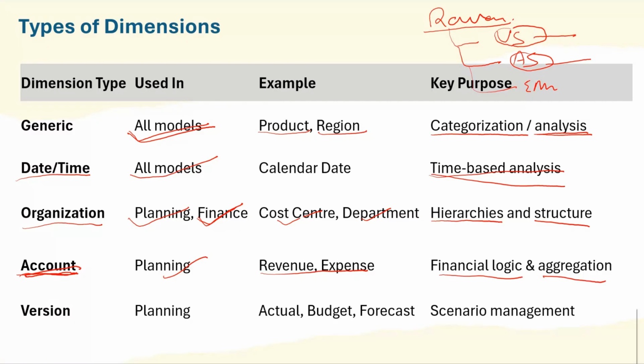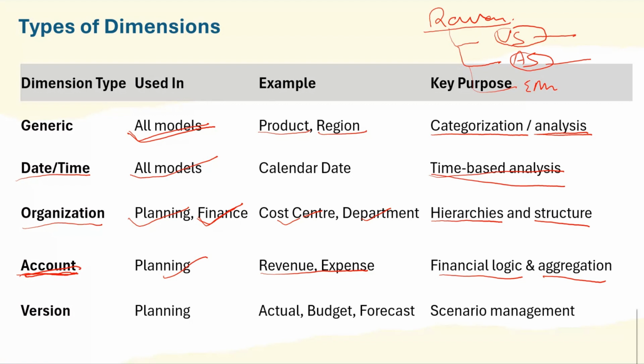The last dimension type is version. Now version is only used in planning. However, whenever you create an import model, version is automatically added, whether it's an analytic model or a planning model. But in an analytic model, it's of no use for analysis. It is just added for the sake of adding, and it will always have one version that is actual. You can't add other versions like budget, plan, or forecast.